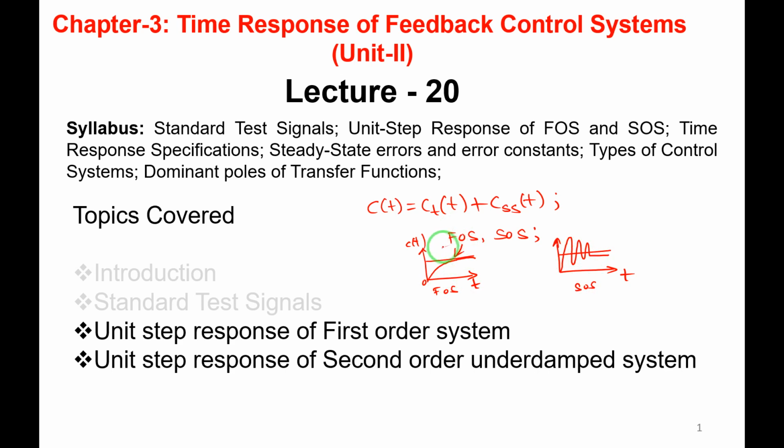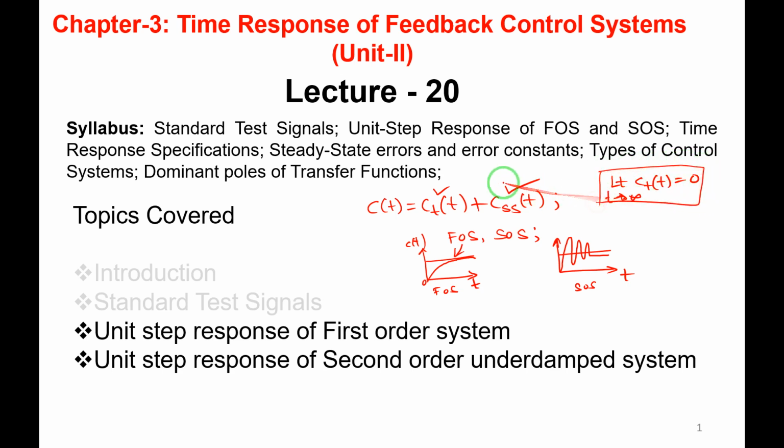If I take the response, it is divided into two parts: the transient response and the steady state response. What is the transient response? The variations in the output before achieving the steady state or final value, we call it the transient response. Mathematically, we can write it as limit t tending to infinity of Ct of t equals 0, because the transient response vanishes once the system attains the steady state or final value at time t equal to infinity. This we have seen.